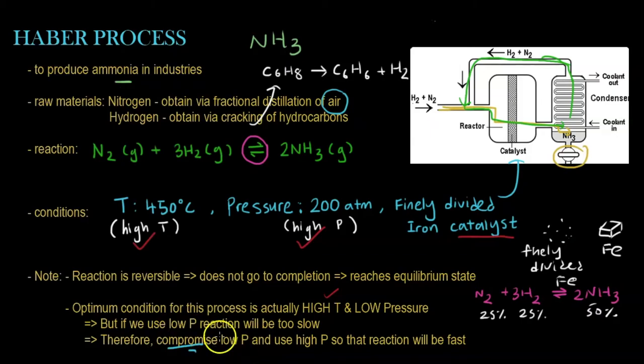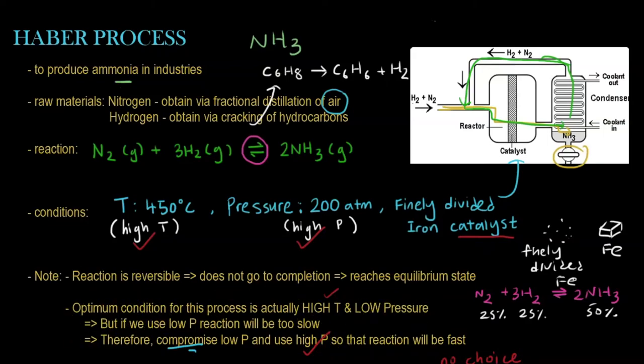What the industry does is that it compromises the low pressure and uses the high pressure instead, so that the reaction will be fast. So it's like no choice, because we want the reaction to be fast, so we use high pressure, even though low pressure is the optimum condition.